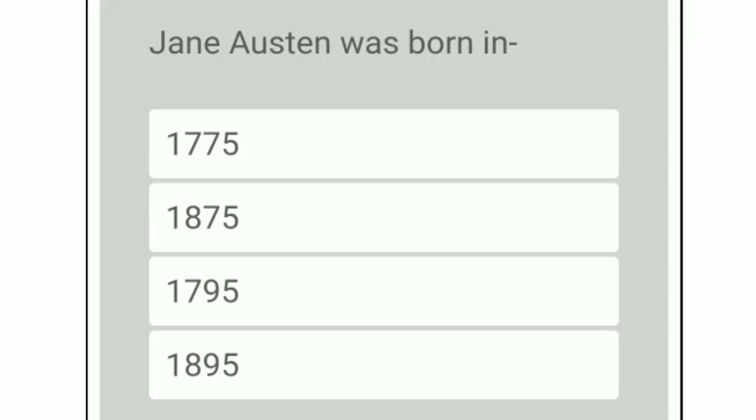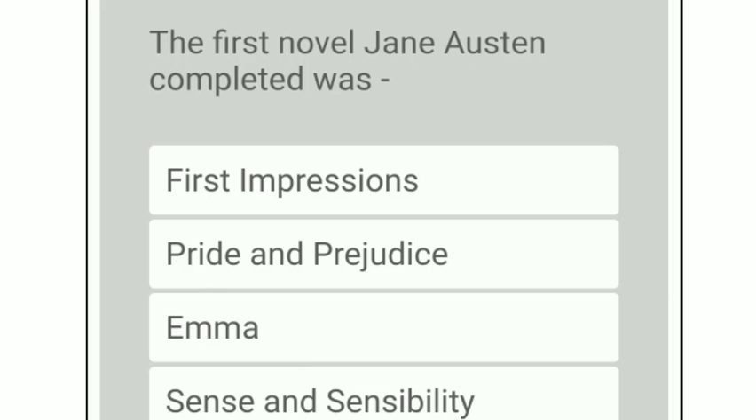The first MCQ is: Jane Austen was born in. Here four options are there: 1775, 1875, 1795 and 1895. Though option A, B, C, D is not written here, think that the first one is A. So here the right answer is option A, that is 1775. Jane Austen was born in 1775. Now proceed to the next MCQ.